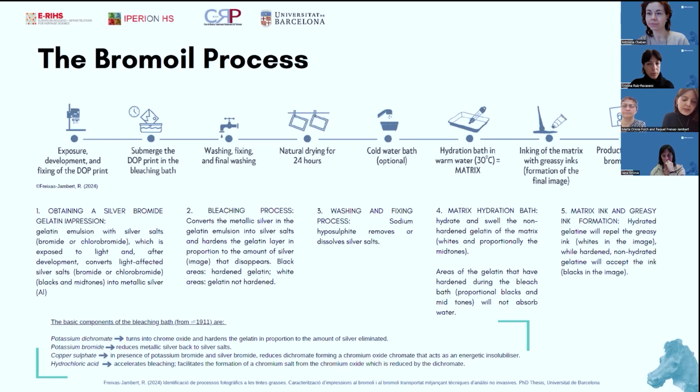This process is based on the lithographic principle that oil and water repel each other. So when the oil ink is applied with a special brush, the hydrated gelatin repels the oily ink, while the hardened and non-hydrated gelatin accepts the ink, forming the blacks and middle tones of the image. The matrix can be hydrated and inked several times until the desired final image is achieved. The great advantage of this process is that it allows enormous manipulation of the image from the beginning of the process, as well as the application of a large number of subsequent retouching techniques at the end of the process.